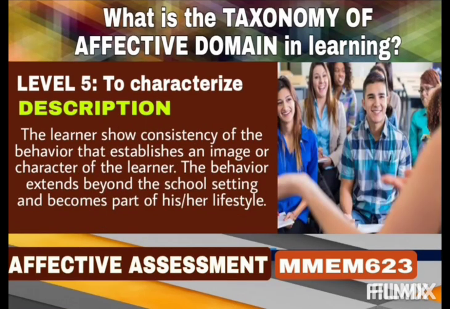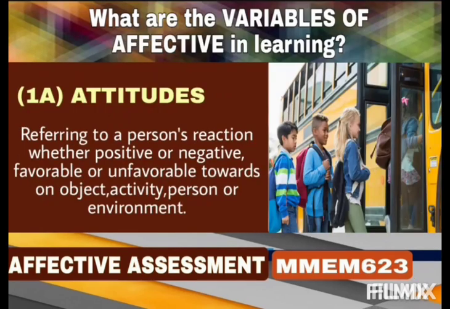Level 5. To characterize. The learner shows consistency of the behavior that establishes an image or character of the learner. The behavior extends beyond the school setting and becomes part of his or her lifestyle. Having a personal value system that is now a characteristic of the learner. Example: if doing an experiment has instilled the value of patience, such a trait could be carried over to the student's non-science activities. What are the affective variables in learning?